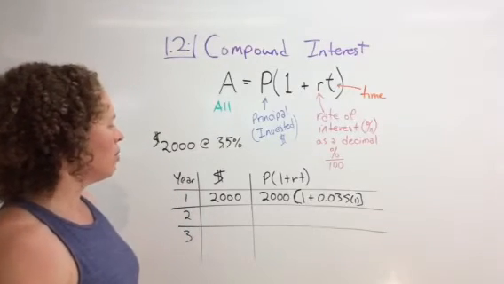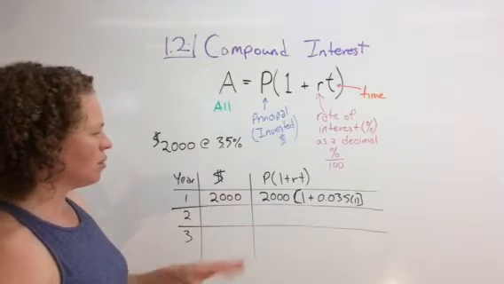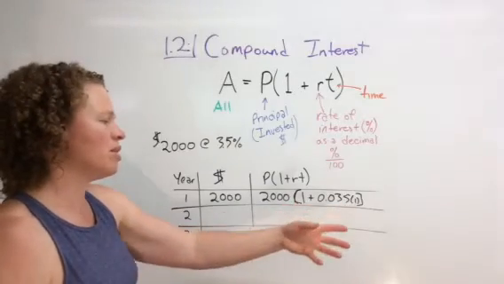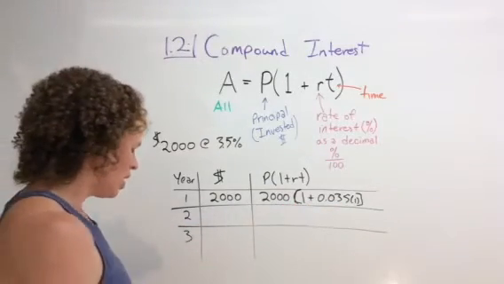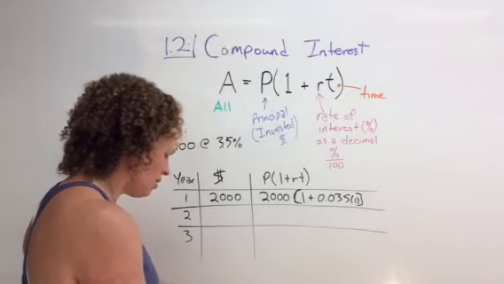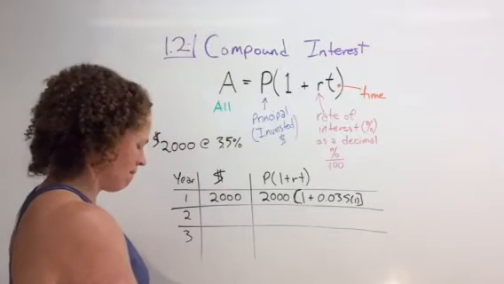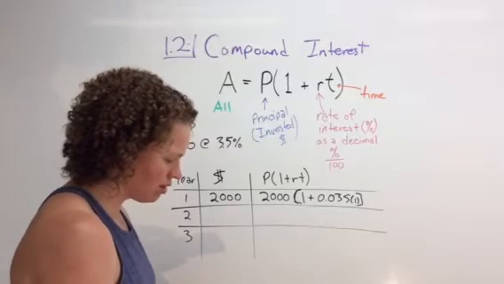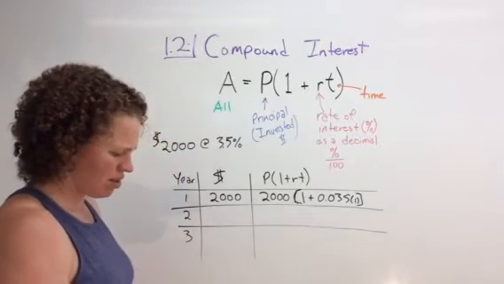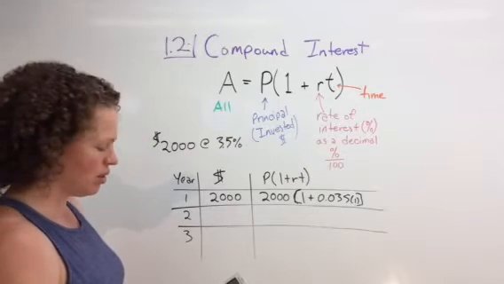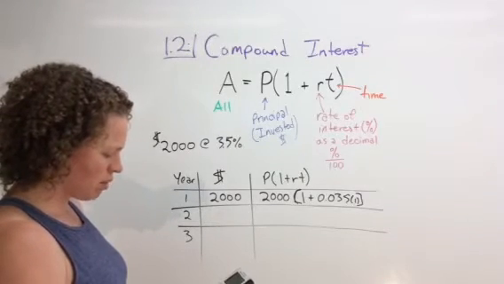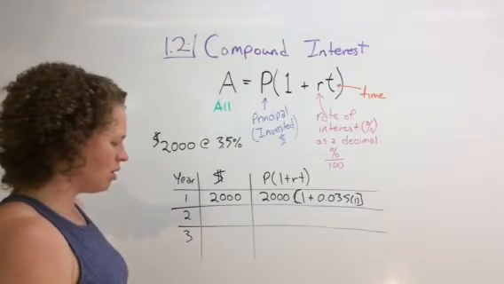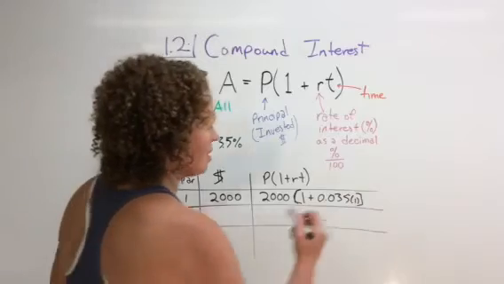So we would take our $2,000 and multiply it by 1.035, because 1 plus 0.035 is 1.035. If you've got one of these big fancy calculators, you can just, well, actually any calculator that has brackets will do it. 2,000 times bracket 1 plus 0.035, and hit your equals button, and you should get 2,070.